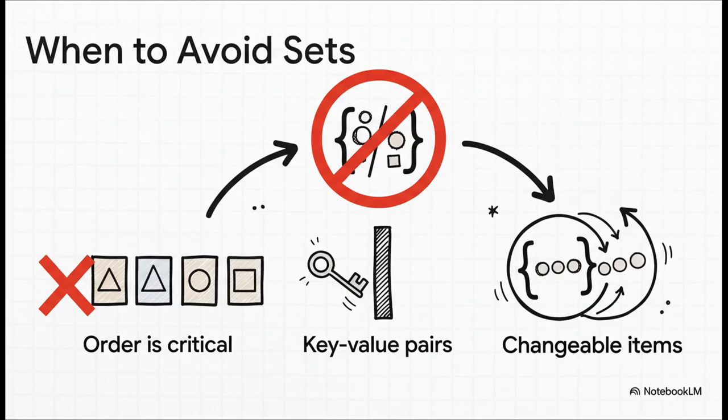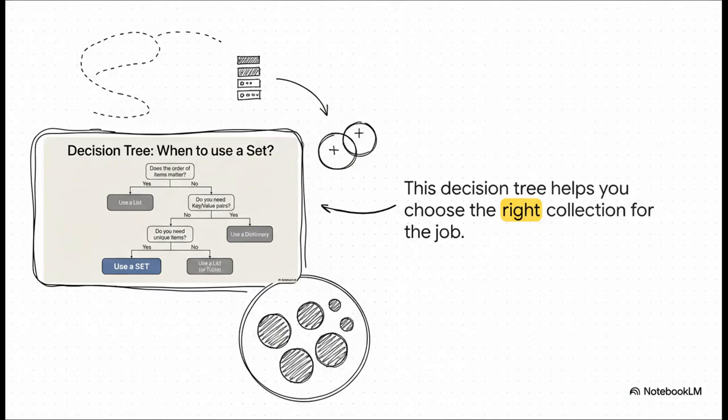And finally, sets can only store immutable things, items that don't change. That's why you can put a string or a number in a set, but you can't put another list inside of a set. You can think of it like a simple decision tree. When you start writing new code, just ask yourself a couple of questions. First, does order matter? If the answer is yes, just start with a list. If no, then ask the next question.